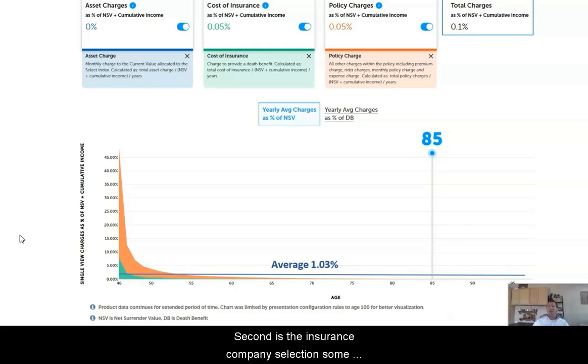Second is the insurance company selection. Some insurance companies just have higher expenses than others. And lastly, the age, gender, and risk of the insured. Now, generally speaking, the older you are, the less healthy you are, and the higher cost of insurance is going to be. Now, what you're looking at here are the annual IUL expenses as a percentage of the account value.